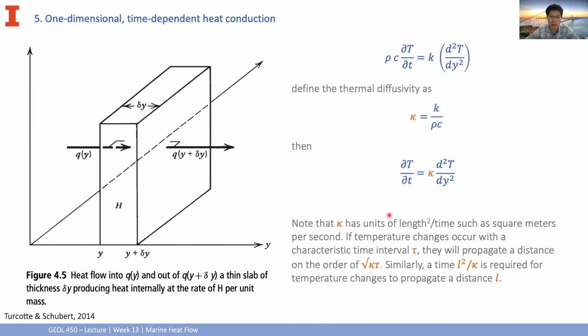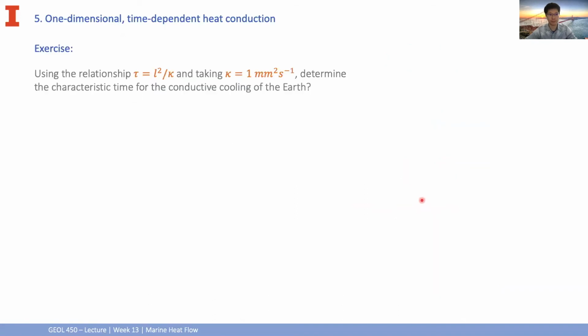It's a very important feature because if we assume the temperature change occurs in some given time, tau, the temperature change will propagate to some distance, and the distance is on the order of the square root of kappa multiplied by tau. Similarly, we can also see that if some temperature change is propagated to a distance L, we need that much time to make that change. Here is one exercise for you to understand this important feature.